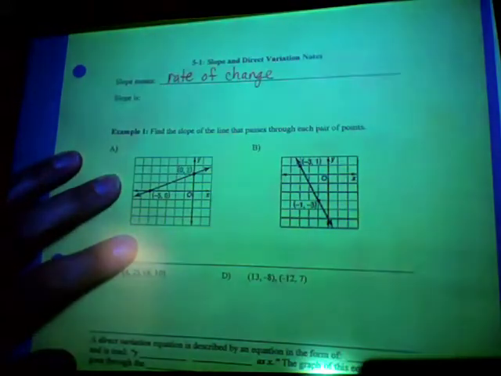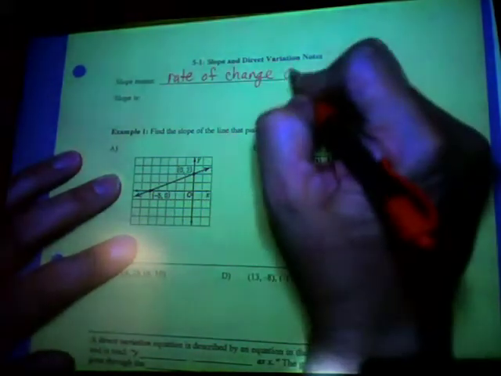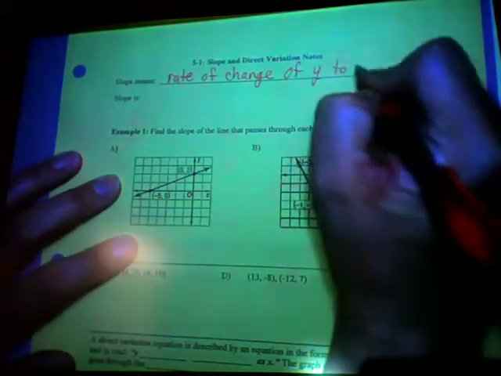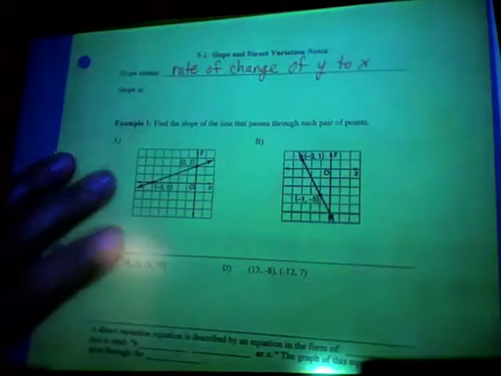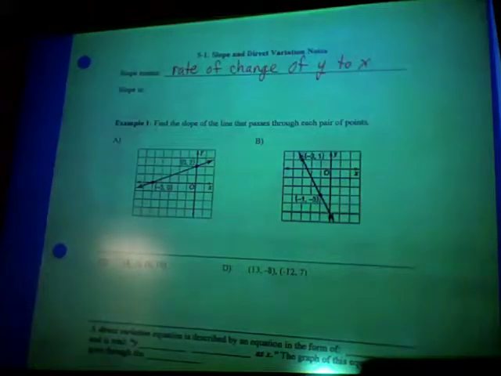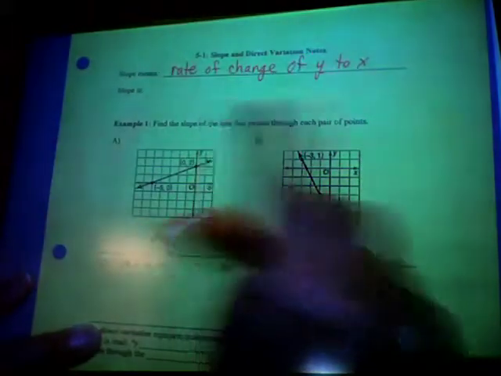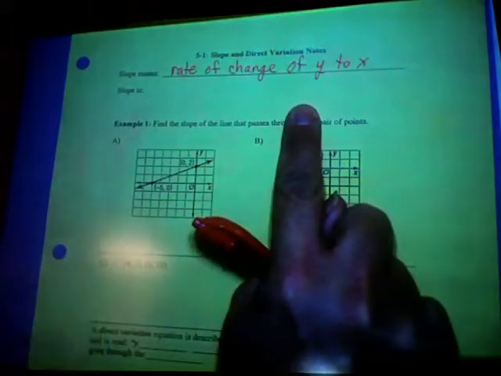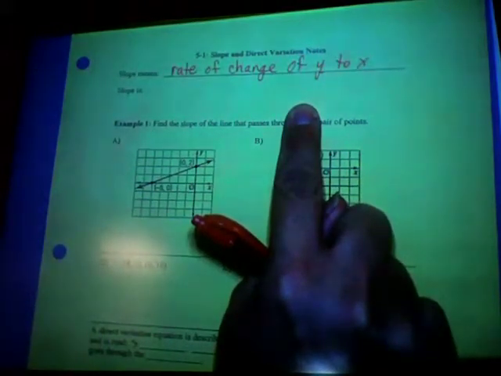So slope is the rate of change of y to x. So you already said that you knew that slope was rise over run, correct? Doesn't y go up and down? Isn't that your rise? And doesn't x go right to left? Isn't that your run? This is the official meaning of slope. It's your rate of change. And in physics, didn't you look at slope as a rate of change? Like a speed, right? Or acceleration, that type of thing.